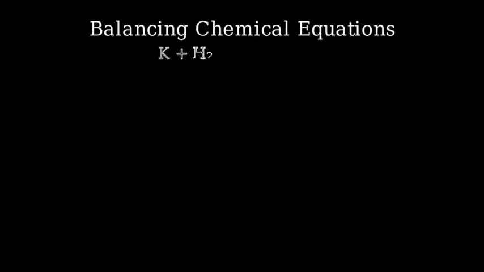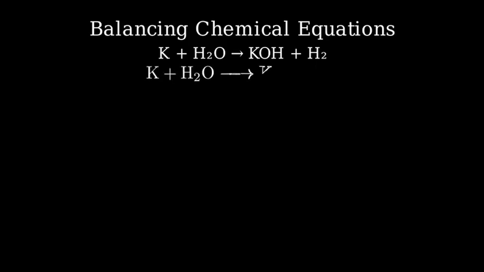Tutorial on balancing chemical equations. Today, we'll be working with the reaction between potassium and water to form potassium hydroxide and hydrogen gas. Let's start by writing out our unbalanced equation. We have K plus H2O yields KOH plus H2.